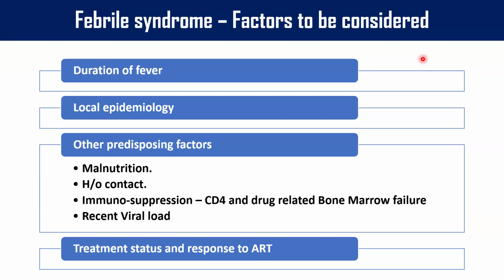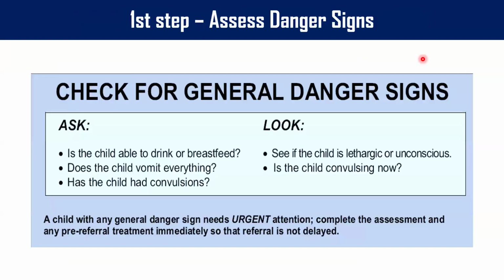And what is the treatment status? HIV ART initiated within 6 months, stable disease, or a failing regimen? What is the response to the ART? So consider all these factors to arrive at a diagnosis.